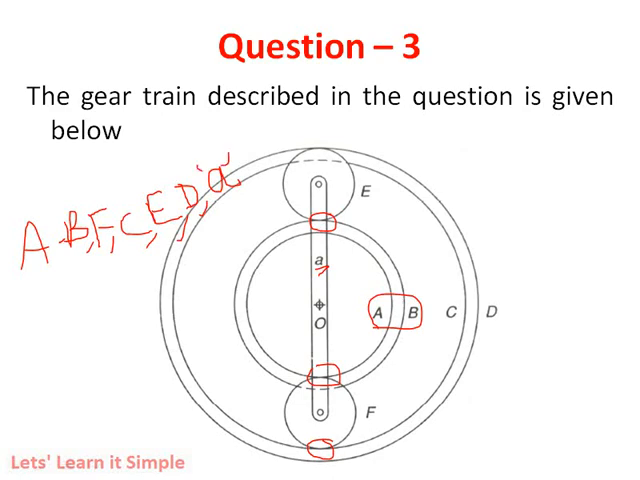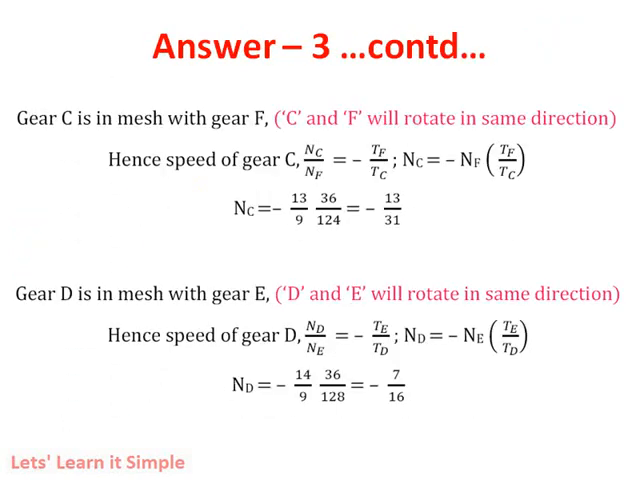So if we count the number of elements, AB is the first element, F is the second, C is the third, E is the fourth, D is the fifth element, and arm A is the sixth element. So in total we have 6 elements. Keep in mind, the number of elements is important in an epicyclic gear train. So based on the number of elements, we will be drawing the table of motion.